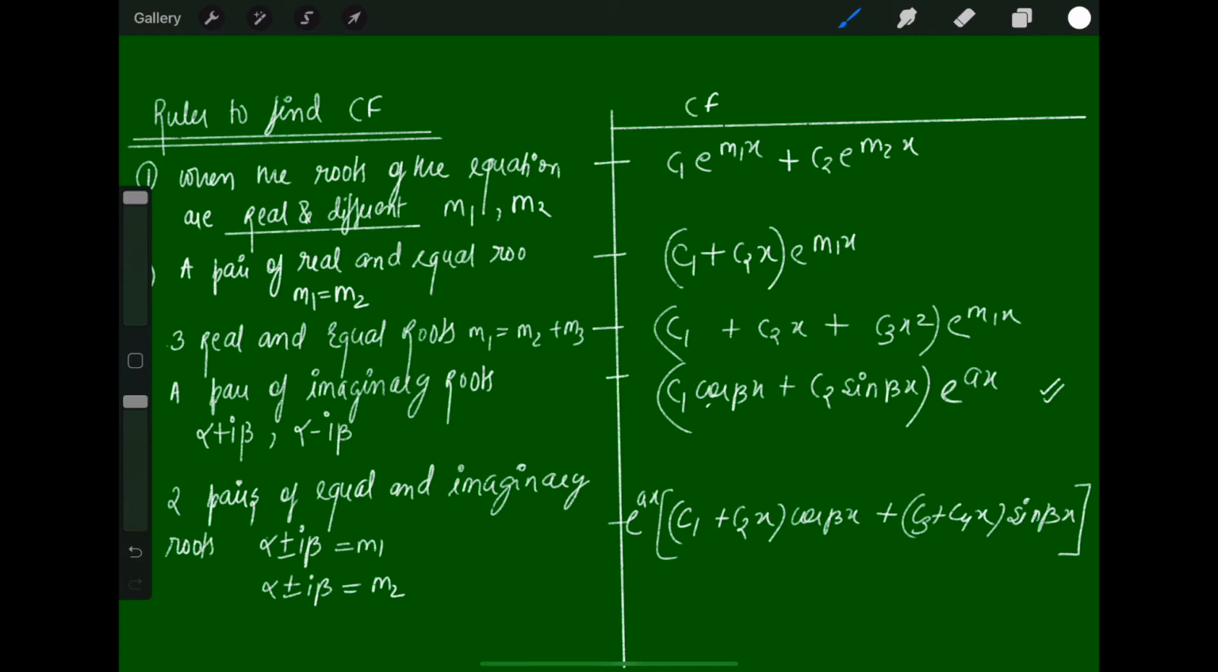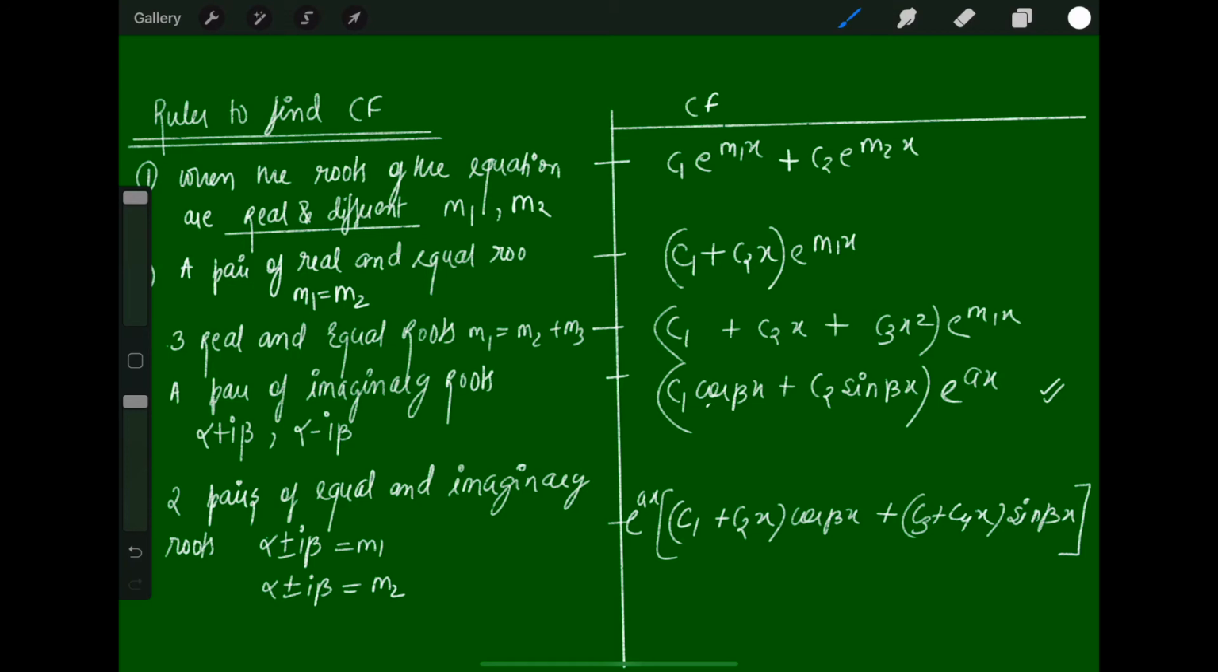While solving a linear differential equation, we first find out the roots of the equation. According to the numerous ways in which the roots might be found, there are different rules for finding the complementary function, which is visible in this table. When the roots are real and different, then CF is defined as C1 e^(m1 x) plus C2 e^(m2 x). When there is a pair of real and equal roots, then the complementary function is defined as (C1 plus C2 x) whole into e^(m1 x).